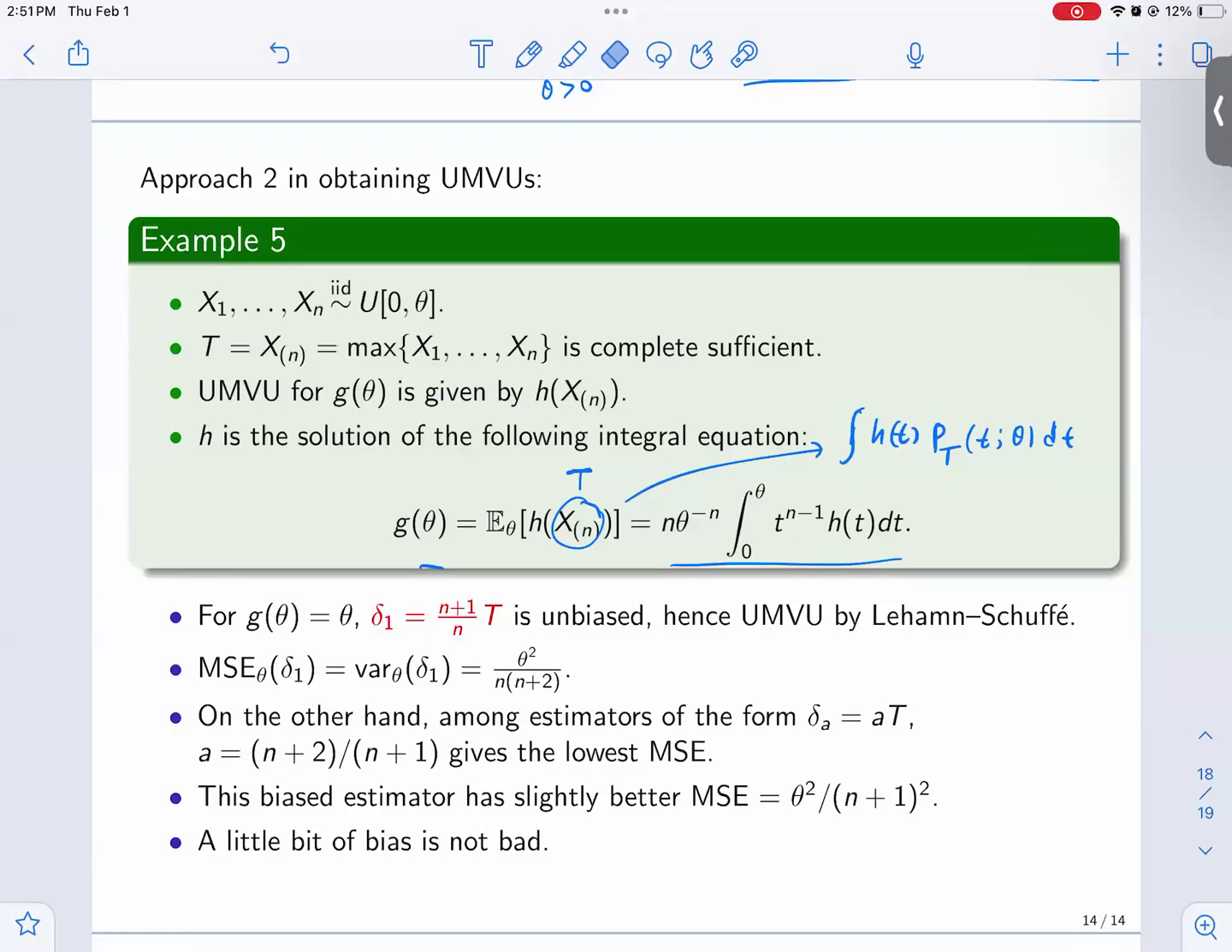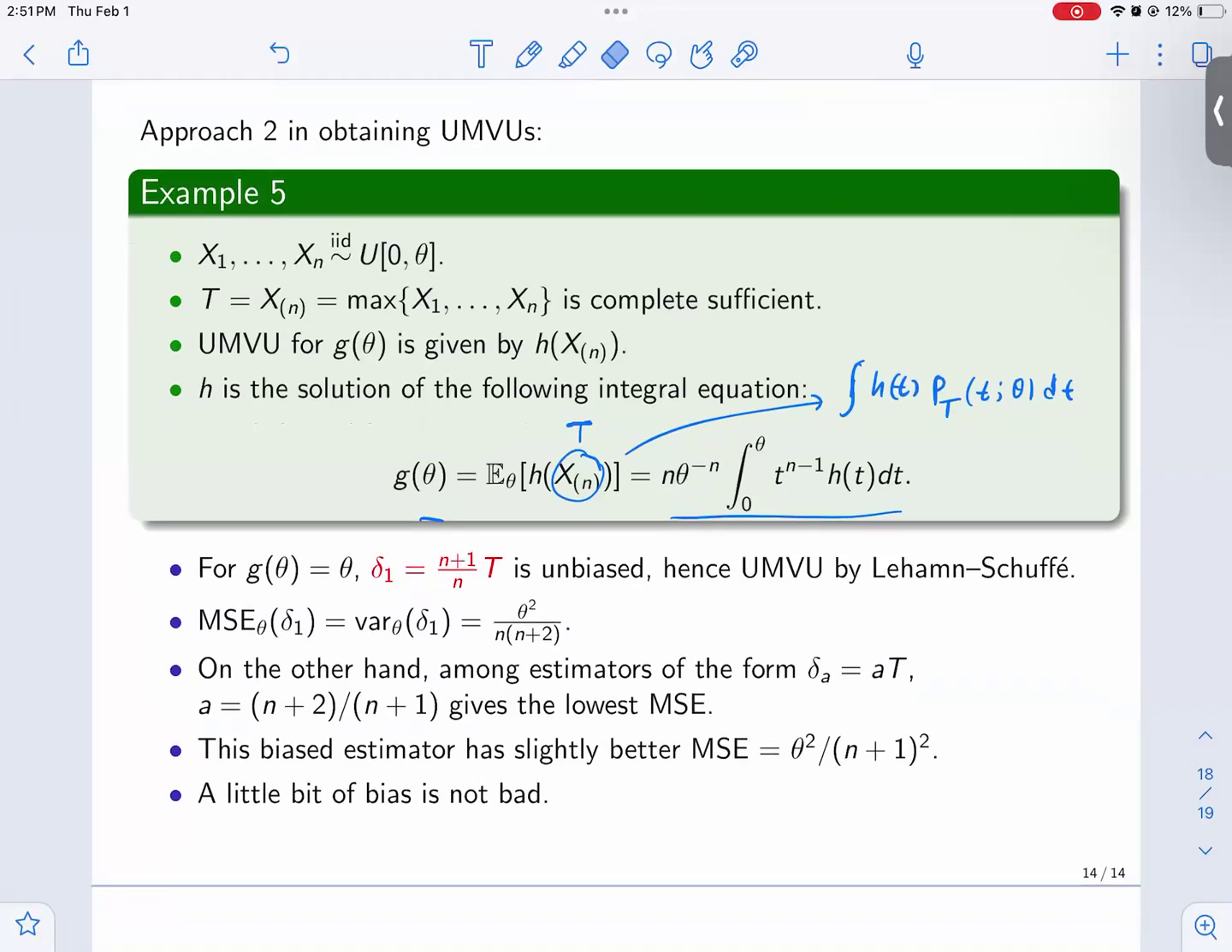This has the same flavor that we saw last time. It goes down like 1 over n squared. So this is the best estimator in the MSE sense among all unbiased estimators.